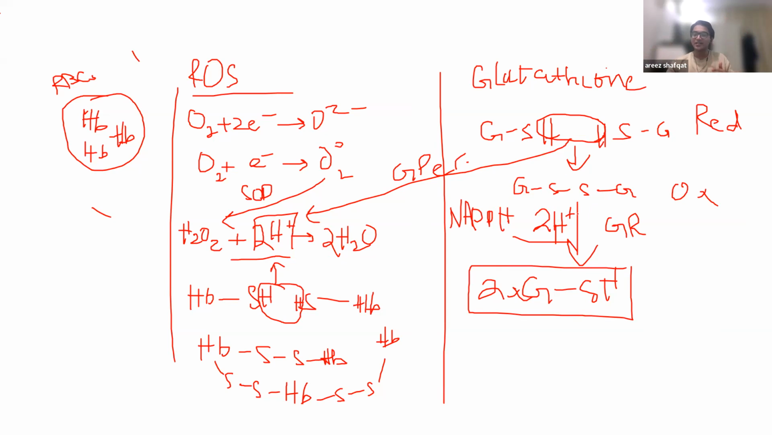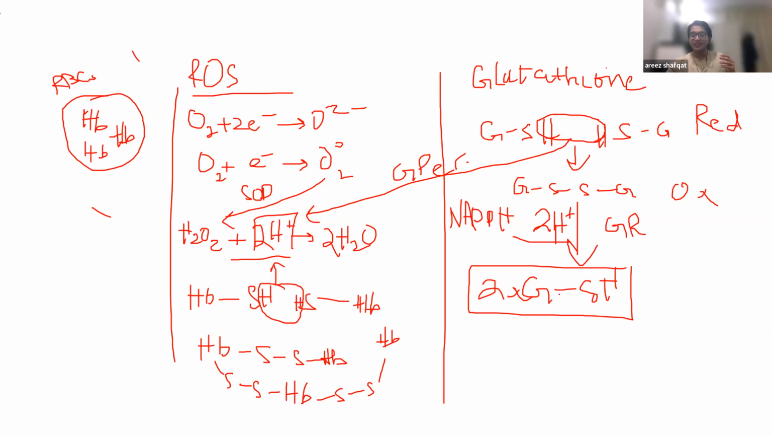Now you should ask yourself, in a patient who is G6PD deficient, what will happen to reduced glutathione? Will it increase, decrease, or stay the same? What will happen to the reduced form of glutathione? It will decrease, exactly. Good, excellent.